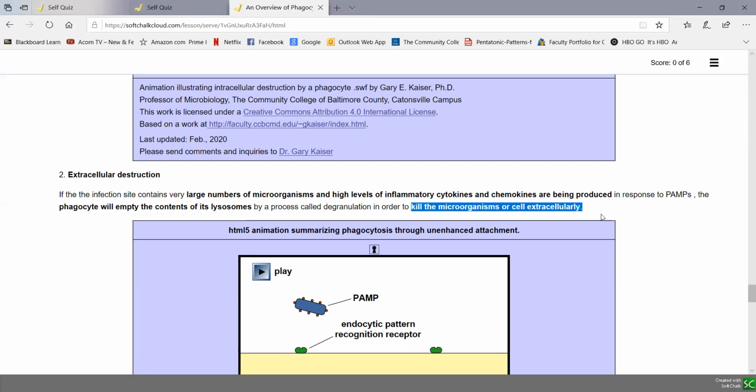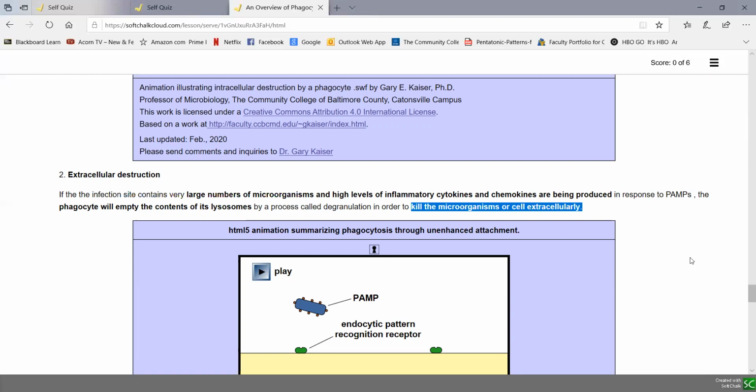So the phagocytes, as they accumulate, just dump all their killing chemicals and their acid hydrolases and their toxic oxygen radicals and kill everything in the vicinity, including human cells. And that is a body defense. The body is willing to sacrifice some tissue to get rid of a massive infection.